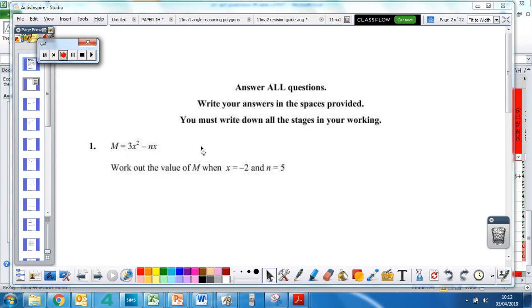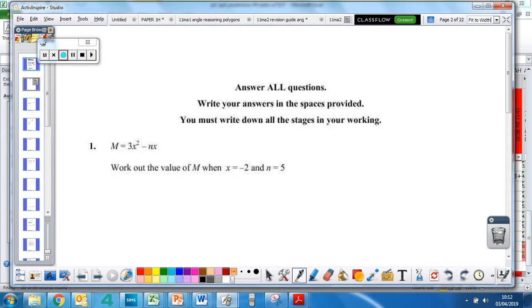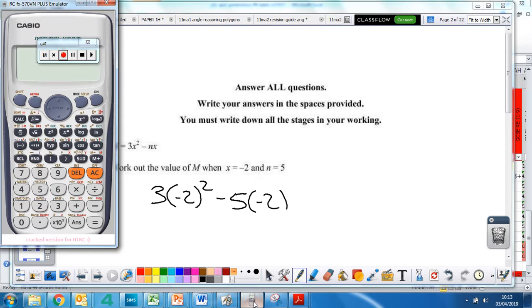Gives you the formula, m equals 3x squared minus nx, and it gives us some values. So this is purely about substitution and using your calculator. The very first thing we need to do is to take that, replace the letters with the numbers. So we've got 3 lots of minus 2 squared minus n, which is 5 lots of minus 2.